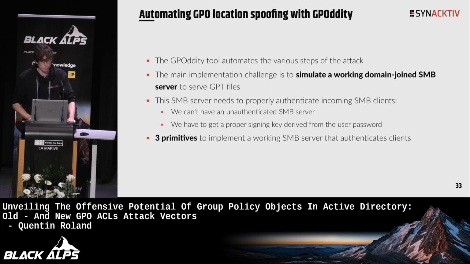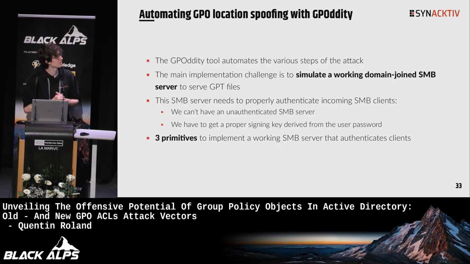So we actually implemented a tool that will automate various steps of the attack I just described. And the attack is not that complex in theory, but the main implementation challenge was actually to simulate a working SMB server that will serve GPT files, because clients will come to us and will need to deliver the files. And this is not as easy as it might seem, because we cannot just implement an SMB server that doesn't require authentication. Any recent Microsoft or Windows SMB client will just refuse to connect to such servers.